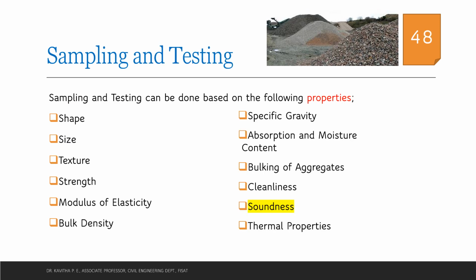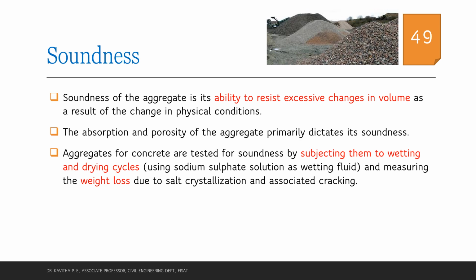Now let us consider the property soundness. Soundness is the ability to resist excessive changes in volume with the changes in physical conditions. We can get a clear idea about the soundness from the absorption and porosity characteristics of aggregate. Soundness can be tested by subjecting them to wetting and drying cycles. Here, sodium sulfate is used as a wetting fluid and then the weight loss is measured.